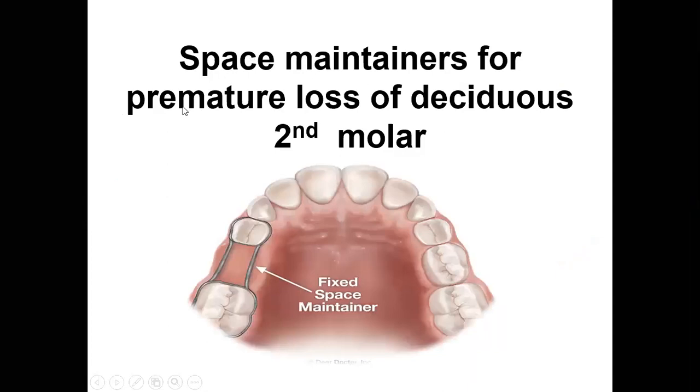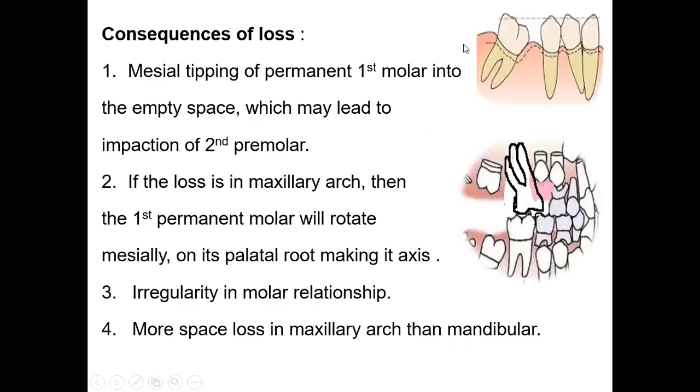Now, what are the space maintainers if there is a premature loss of a deciduous molar? First we talked about when there was a loss of a deciduous first molar. Now, if the second deciduous molar is lost, what will happen and what sort of space maintainers will be given? First, we need to know the consequences. If the second deciduous molar is lost, what will happen? There will be mesial tipping of the first permanent molar.